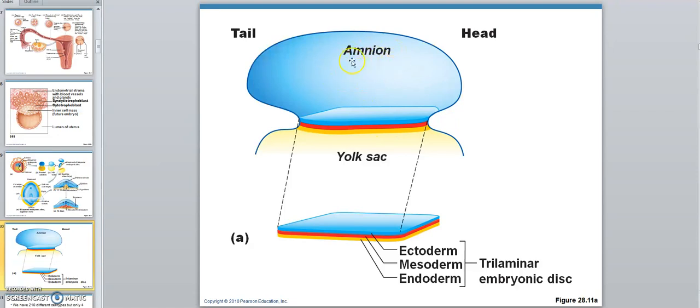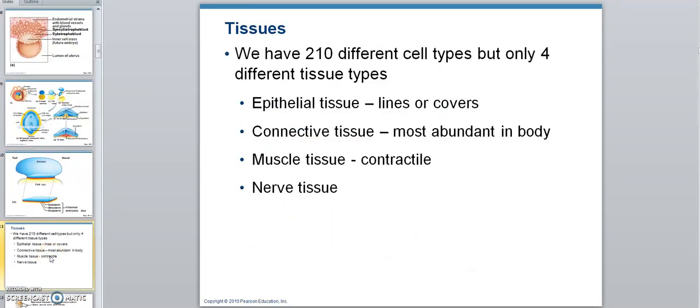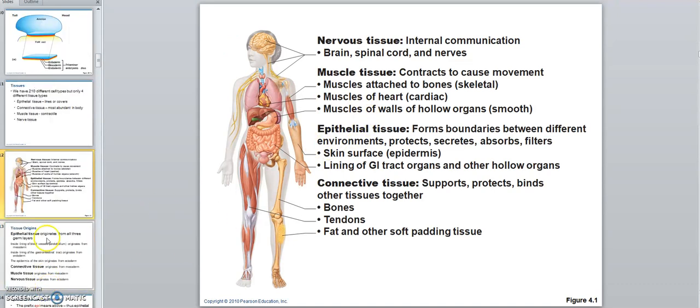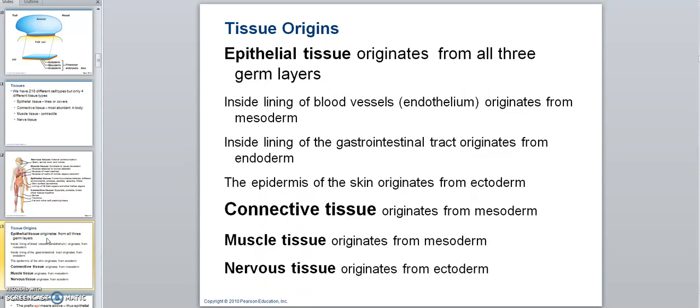See, here's the amniotic bag. And right here is the person developing. Here's the yolk sac. It regresses. So ectoderm, mesoderm, and endoderm. Okay. Now, we go back that we have 210 different cell types, but only 4 tissue types. Okay. Here would be some of the different types.